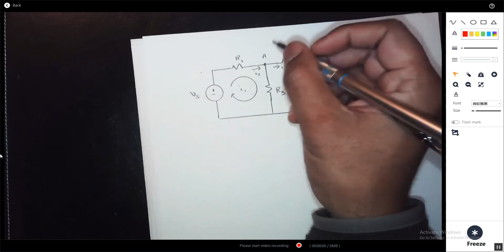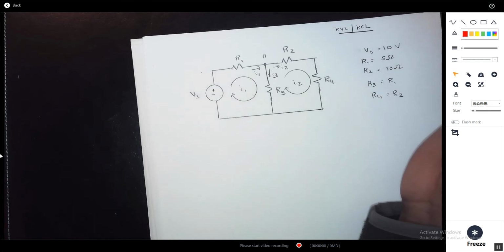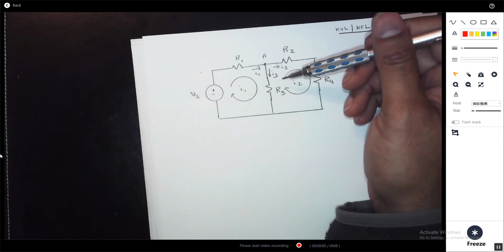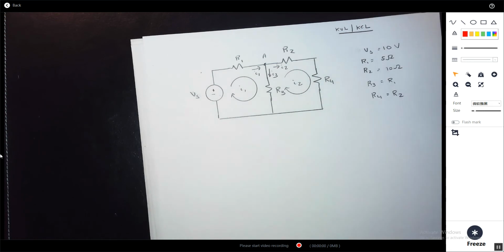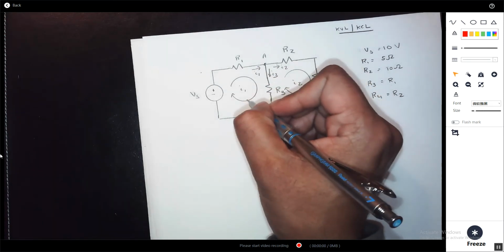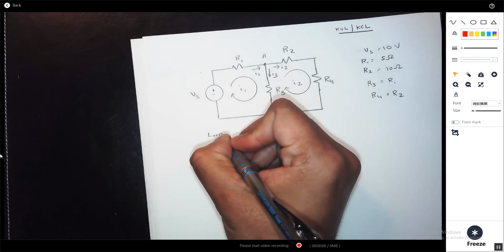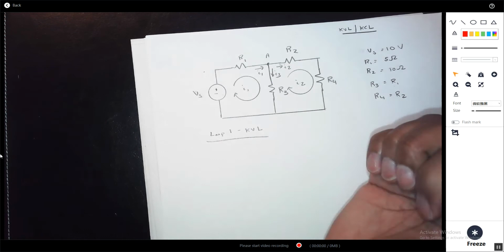So you simply write that in, okay? And this is just an assumption, okay? If I get a negative value, I assume the other direction, okay? So it's very simple. So what we're going to do is we analyze. Well, let's just start with loop 1. And we write in loop 1, and we write in KVL.